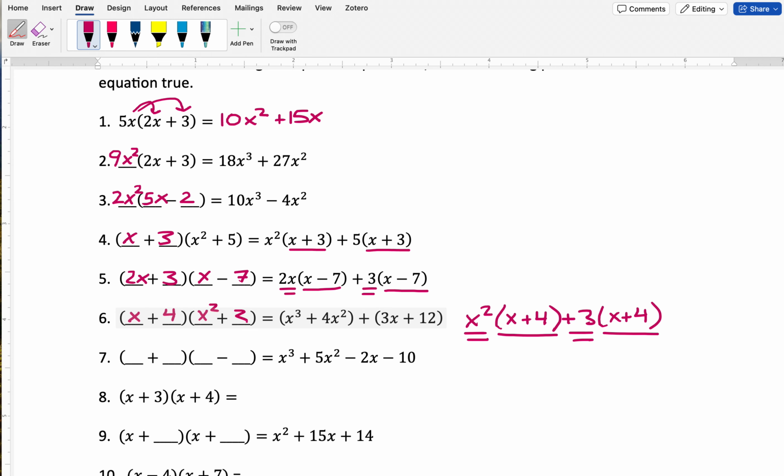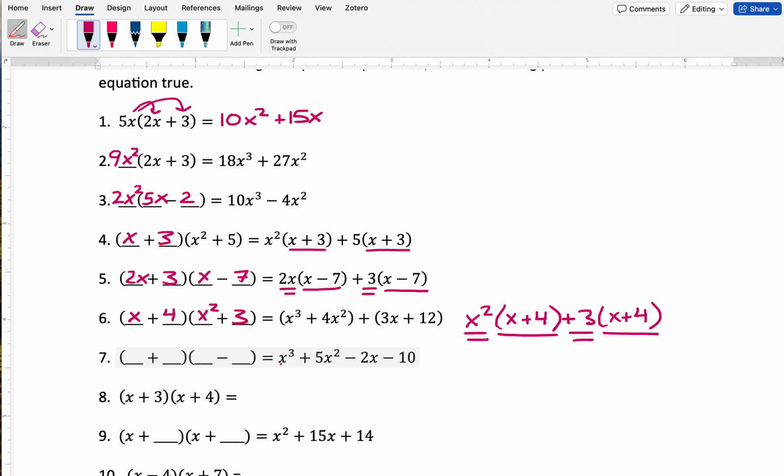Now, notice that some of these I have signs filled in, like in this number 5, I have a minus sign filled in here, so the x minus 7 had to go in this one. For number 6, they are both plus, so it doesn't matter which one I write first and which one I write second. And for that matter, for number 5, I could write x minus 7 times 2x plus 3, and that would also be correct. So the order of the sets of parentheses does not matter, because multiplication order doesn't matter.